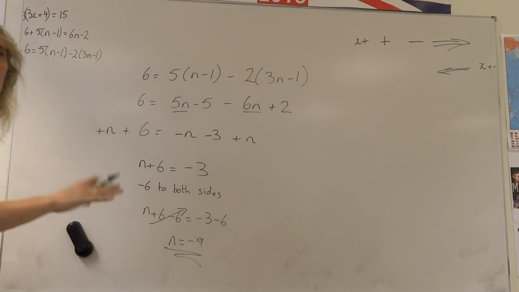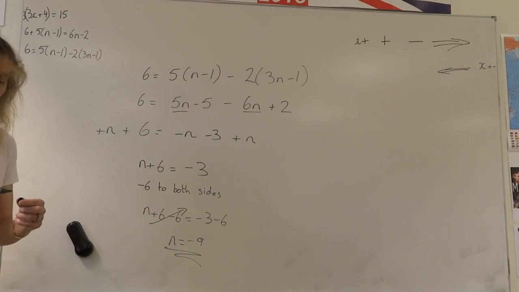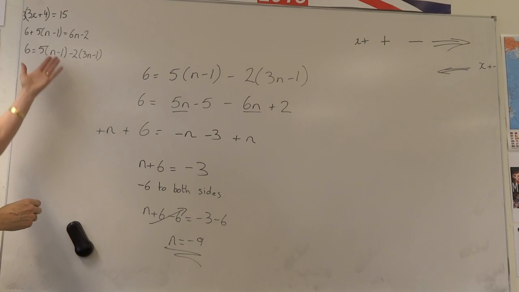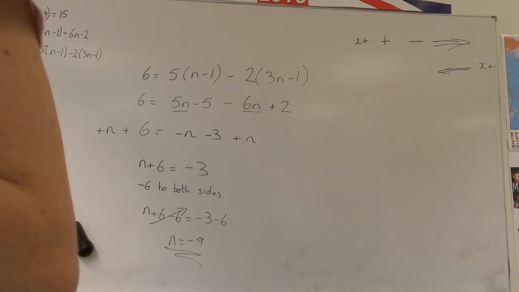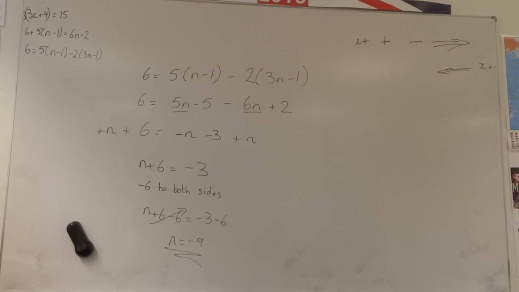So we've solved all those different equations to get an answer for n or x or whatever it is. One equation, one unknown. You can always simplify it by moving x's and numbers to different sides of the equal sign.